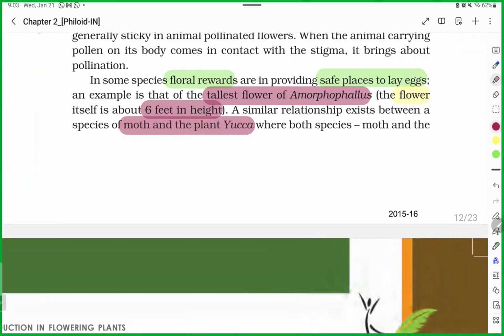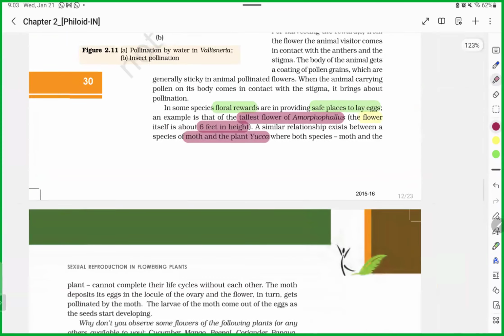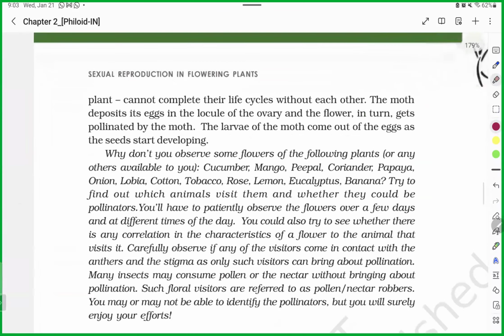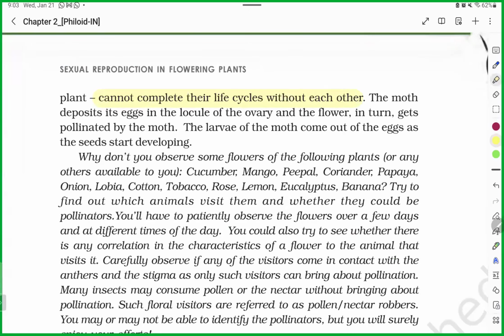The same relationship exists between the insect moth and the plant yucca. Moth and plant cannot complete their life cycle without each other, the same as in fig and wasp. The moth deposits its egg in the ovary and in turn the flower gets pollinated by the moth. See, this word is important. Flower is pollinated by the moth, not fruit. Flower, not fruit. Understood, guys?